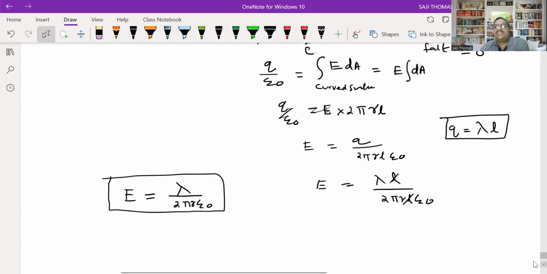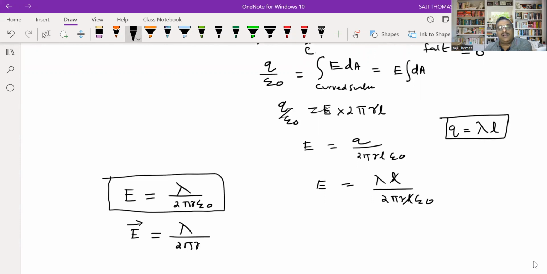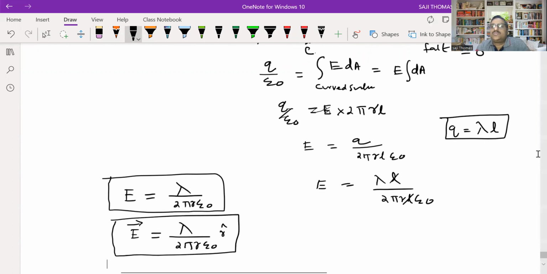This is the equation for the electric field intensity near the line wire. Okay. In vector notation, we can write E bar equals lambda by 2 pi R epsilon 0 into R hat. What is this R hat? It is a unit vector in the direction of R. So this is how to find the electric field near a line wire of infinite length using Gauss's theorem.